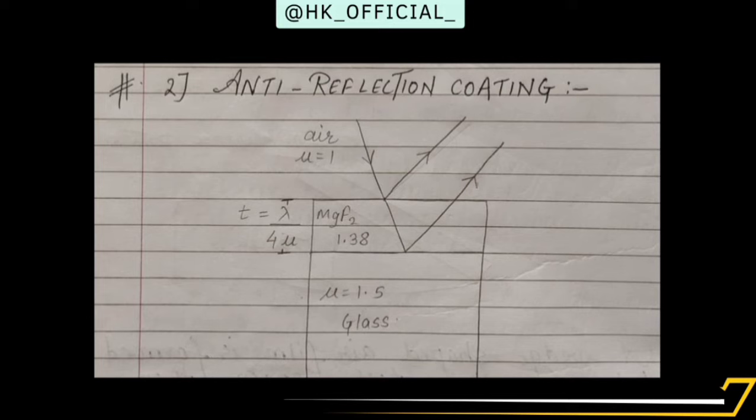You have a glass which is of refractive index 1.5. Then on the upper side of the glass, you have a coated MgF2 layer which has a refractive index less than that of glass. That refractive index I have written over there, that is 1.38. The thickness of that layer of MgF2 is lambda upon 4 mu. This is important because at the last we are using this for our derivation. Okay, then air has a refractive index of 1, as we all know.